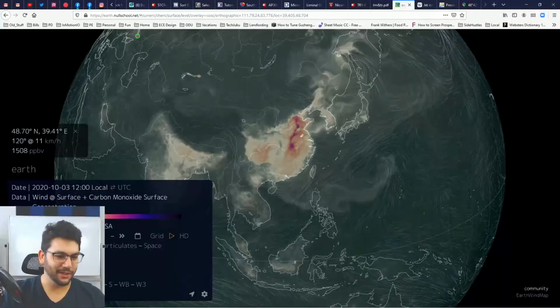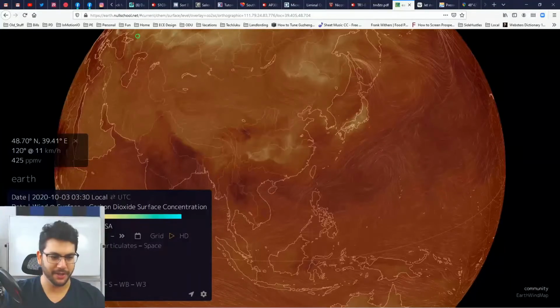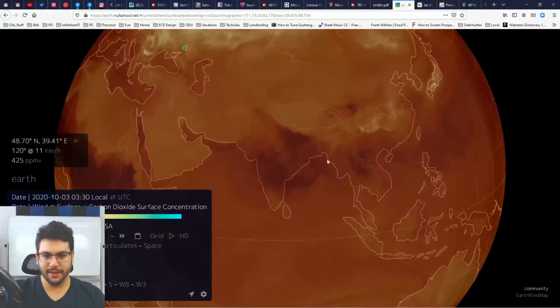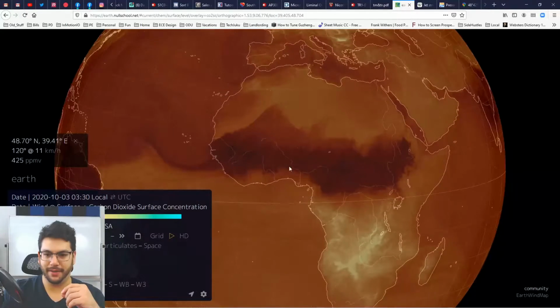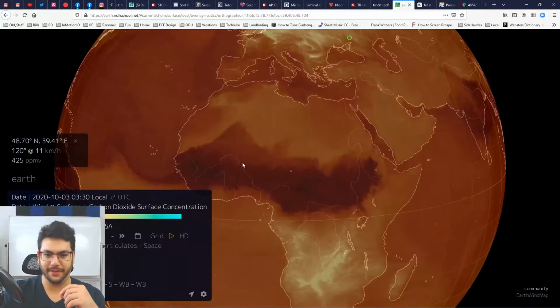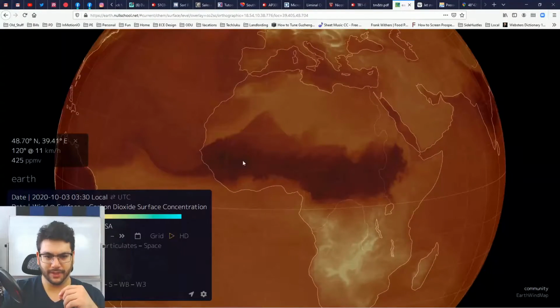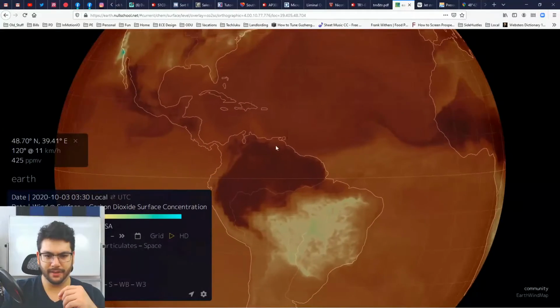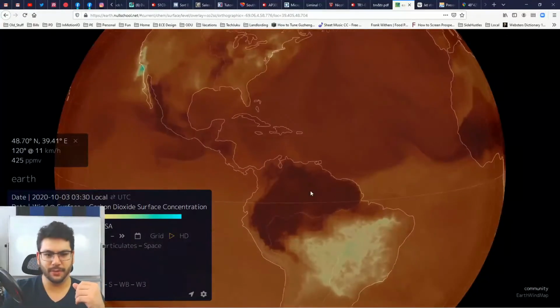Here's CO2 emissions. This is CO2 surface concentration. You got a lot in India. You got a lot in Africa, the middle area of Africa. I think this is the Veldt. It's kind of bordering on the Congo and the jungles there. You also get a lot over in the Amazon as well.